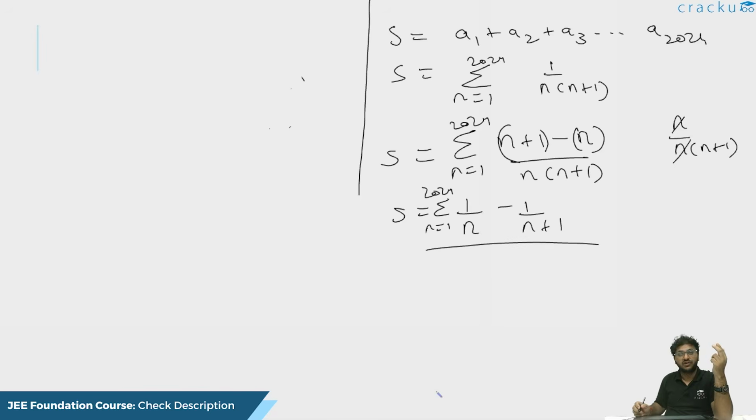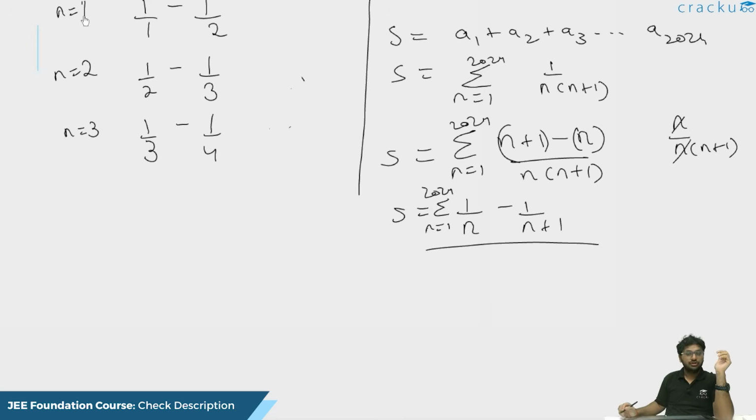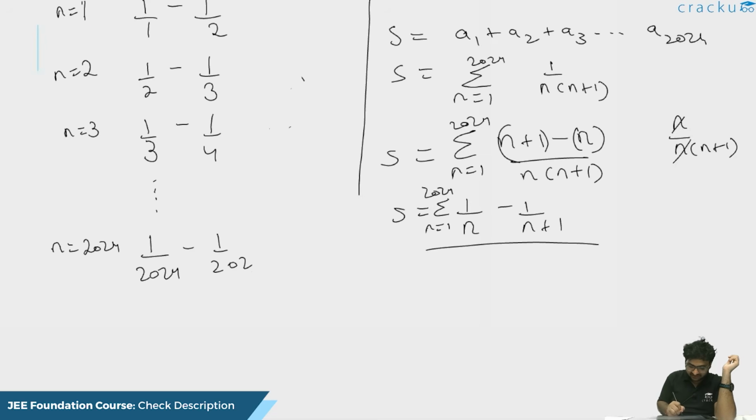Now n goes from 1 to 2024. So let me write, if n is equal to 1, what will it be? 1 upon 1 minus 1 upon n plus 1, which is 2. Then n is equal to 2, what we get? 1 upon 2 minus 1 upon 2 plus 1, which is 3. Then n equal to 3, what we will get? 1 upon 3 minus 1 upon 4. So we will go till n equal to 2024. So we got 1 upon 2024 minus 1 upon 2025.